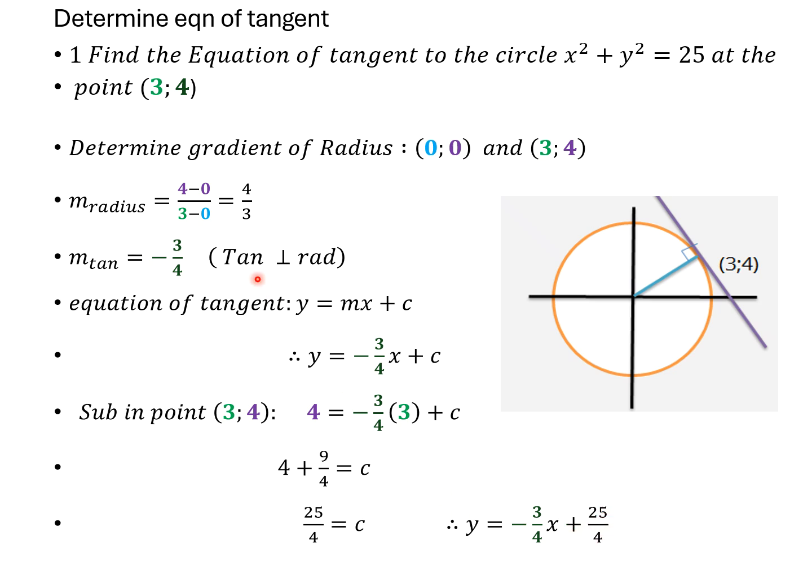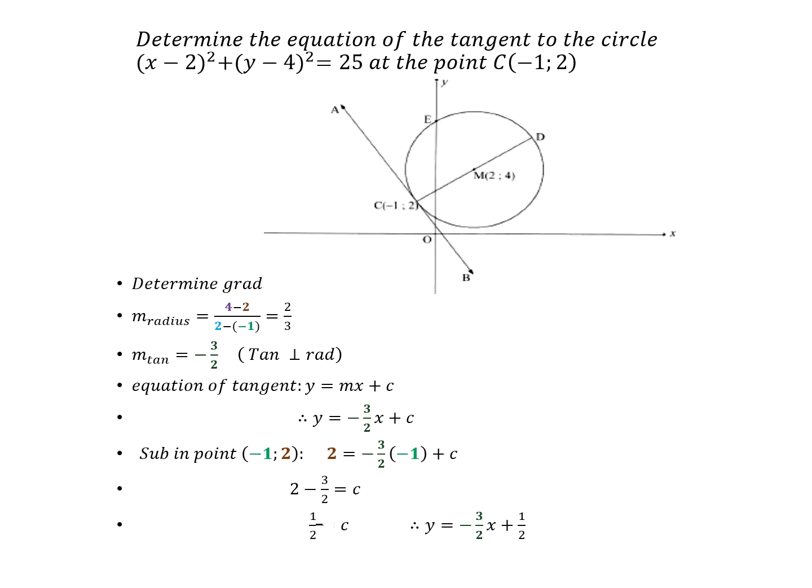In the exam, 1 mark for getting the gradient of the radius, another mark for getting the gradient of the tangent, because the tangent is perpendicular to the radius, 1 for substitution and 1 for the final answer. So basically 4 marks. This circle was centered at 0 and 0, but it's not always centered there. So let's look at problem number 2.